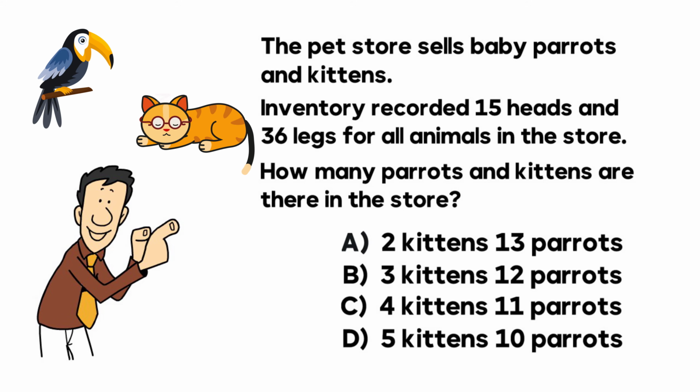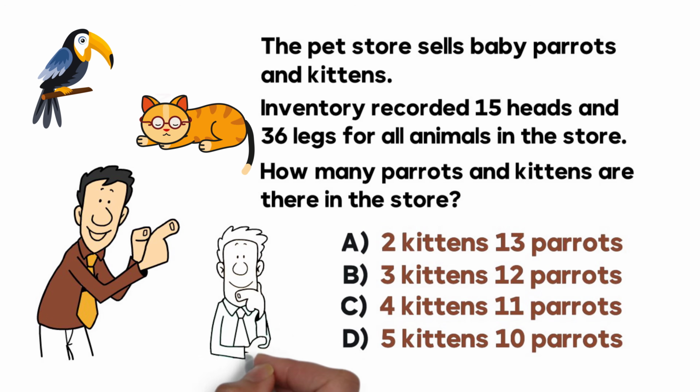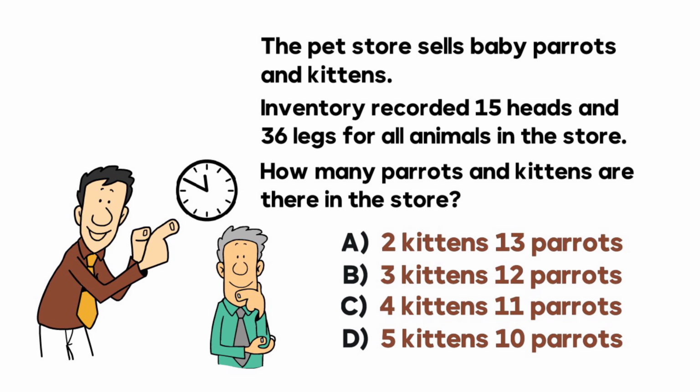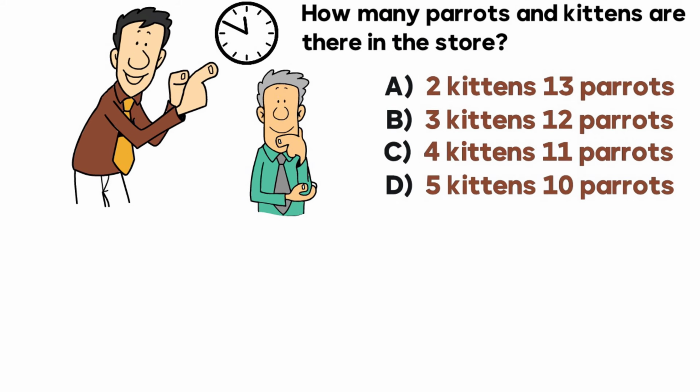Choice A, 2 kittens and 13 parrots. Choice B, 3 kittens and 12 parrots. Choice C, 4 kittens and 11 parrots. And choice D, 5 kittens and 10 parrots. Do you see the answer? Can you do the calculations and come up with the correct solution? Give yourself 10 to 15 seconds, maybe 20 to 30 seconds, by pausing this video and trying to do mental math and come up with the answer. Ready or not, let's go ahead and work on the solution together.